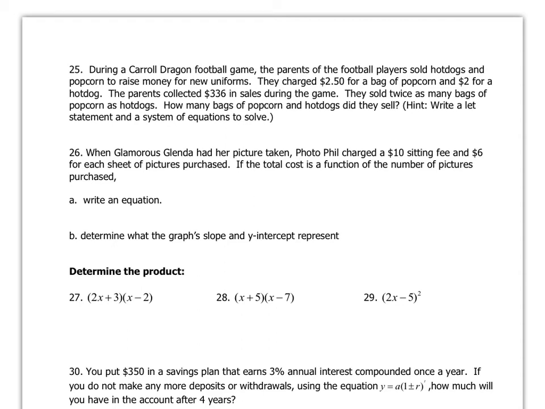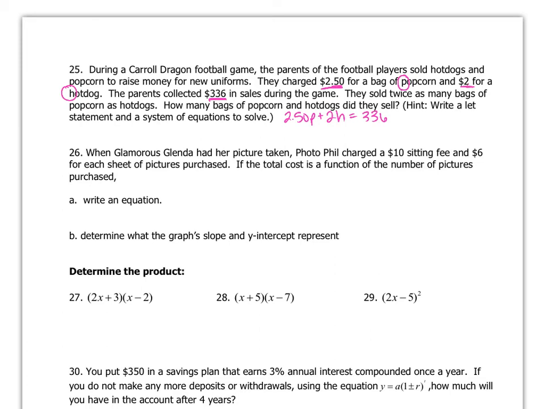Well, first thing, it gives you a hint that it's a system of equations. So the first thing that I see is that it was $2.50 for a bag of popcorn. So I think I'm going to call that 2.50p. Then $2 for a hot dog, and I know they raised a total of $336. So that's going to be $2.50 times the popcorn plus $2 times the hot dog has to equal $336 in sales.